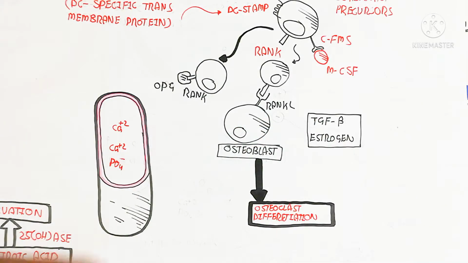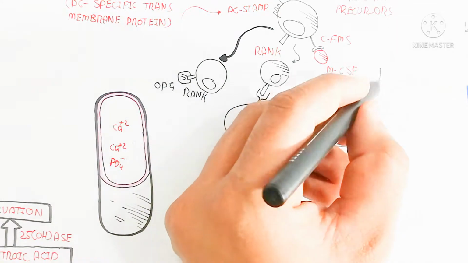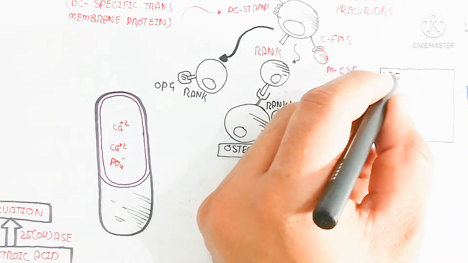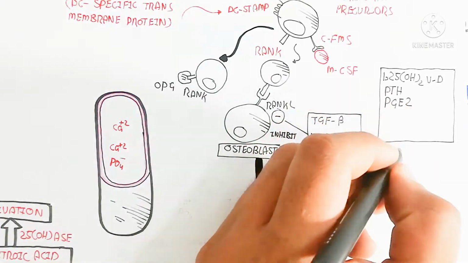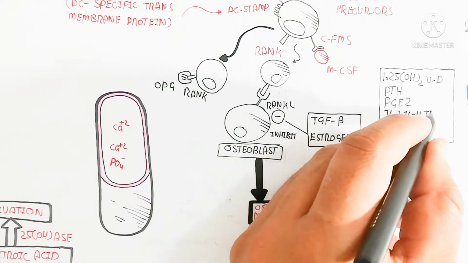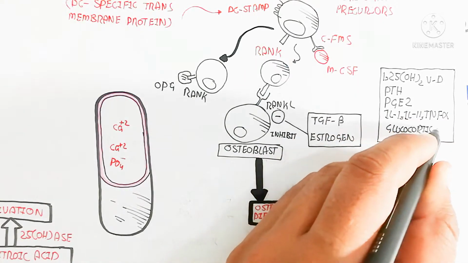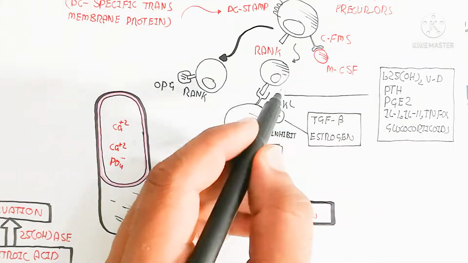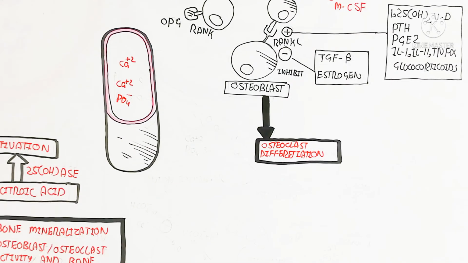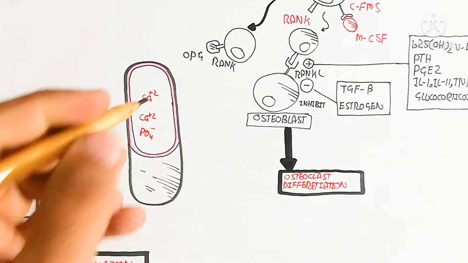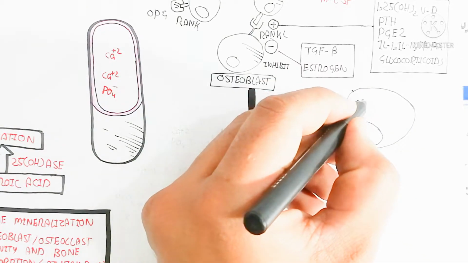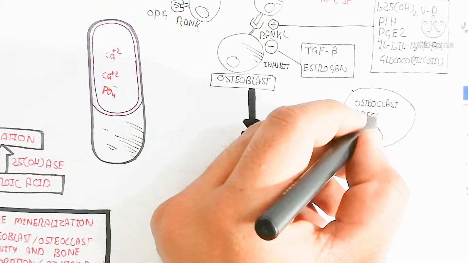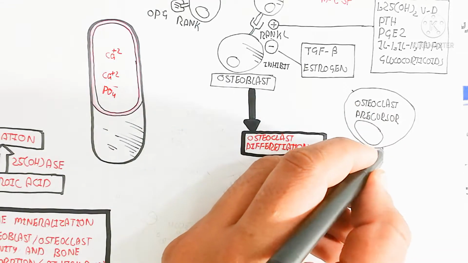Here is transforming growth factor beta, which will trigger inhibition. Transforming growth factor beta and estrogen will inhibit, so bone density and bone formation will occur. While 1,25-dihydroxy vitamin D, parathyroid hormone, PGE2, interleukin 1 and 11, tumor necrosis factor alpha and glucocorticoid will trigger bone resorption, increasing calcium and phosphate in the blood circulatory system.